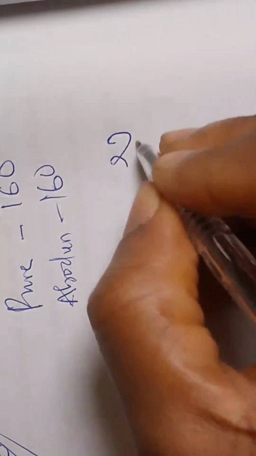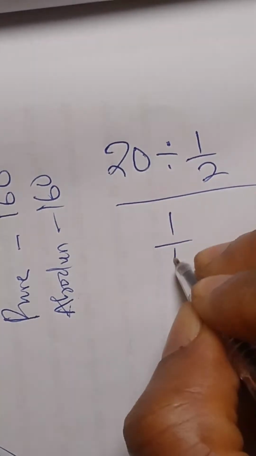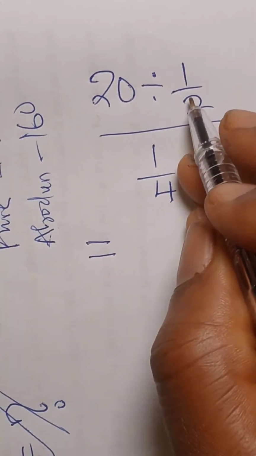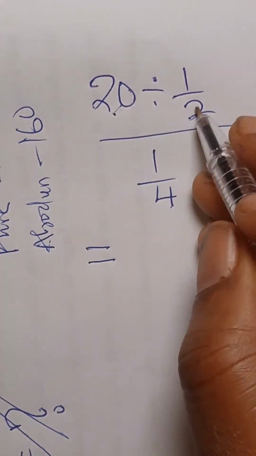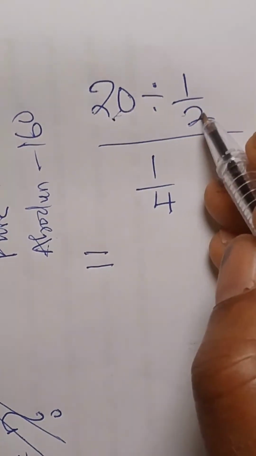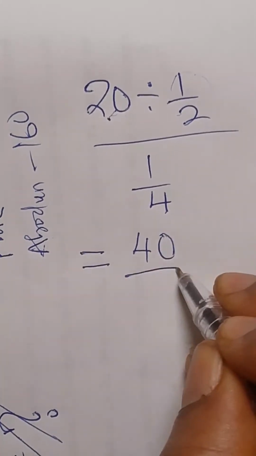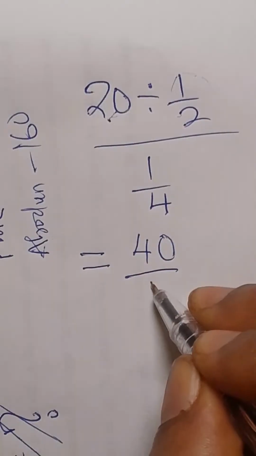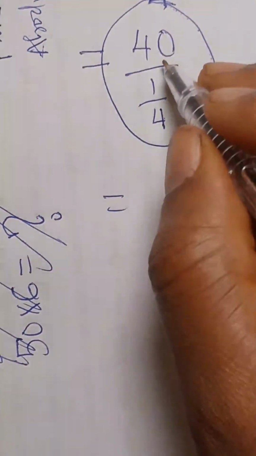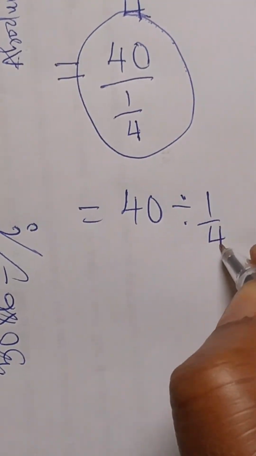We have 20 divided by half all over 1/4. So this is equal to 20 divided by half. Like I said, 20 divided by half is not the same thing as 20 divided by 2. You're going to flip and multiply. If you do that, you have 40. 40 all over 1/4. We have 40 there, and it's being divided by 1/4. You can write it like this, 40 over 1/4. So they are the same.